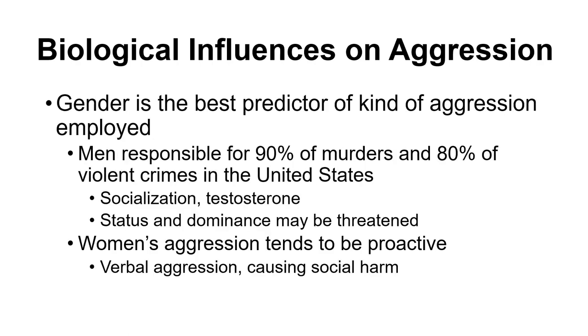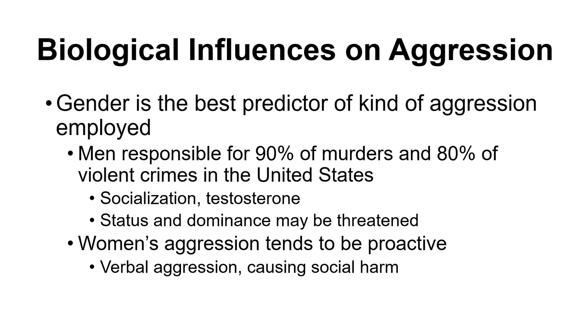What other biological stuff can play a role? Gender is actually a really strong predictor of not just aggression, but specifically the type of aggression that's employed. And this is kind of interesting to think about. And there's all sorts of behind the scenes explanations, but what's the general pattern? Men tend to be involved in more of that external physical aggressive act.